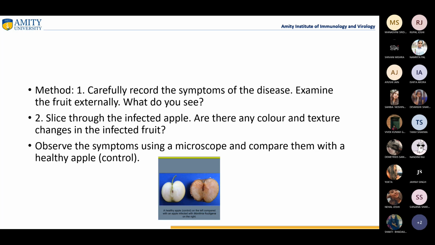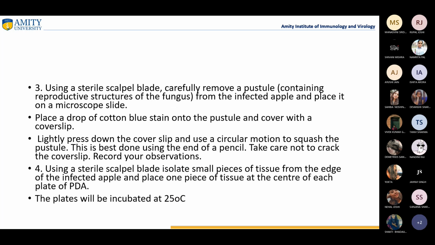Then we'll cut through the apple and see if there are any color and texture changes in the infected fruit. For example, here we can see that the infected fruit is brown in color as compared to the healthy fruit. So we'll observe the symptoms and compare them with the healthy apple. We'll observe the healthy apple and the infected one, and the comparison will be made, right?